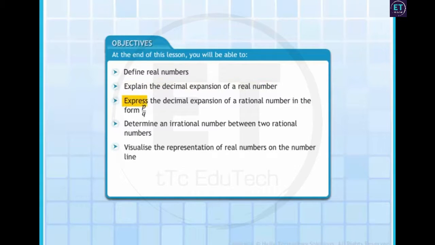You will also be able to express the decimal expansion of a rational number in the form of p divided by q and determine an irrational number between two rational numbers. You will also be able to visualize the representation of real numbers on the number line.